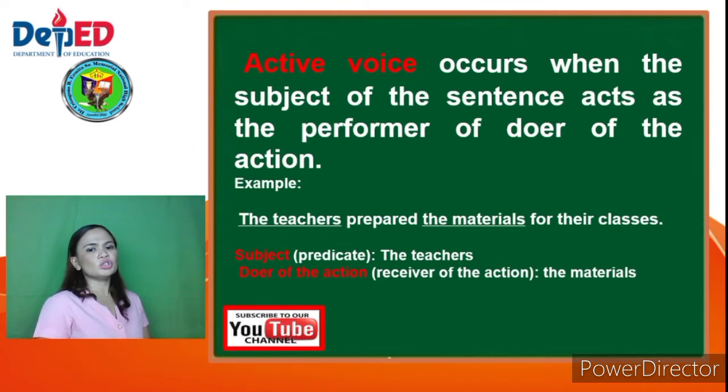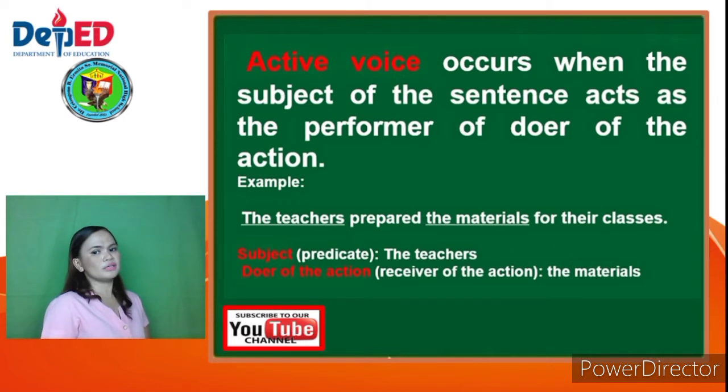Example, the teachers prepare the materials for their classes. The subject or the subject predicate, the teachers. The doer of the action or the receiver of the action, the materials. In this example, we can check whether the subject is the doer of the action by asking the question, who prepared the materials? The answer is definitely the teachers.